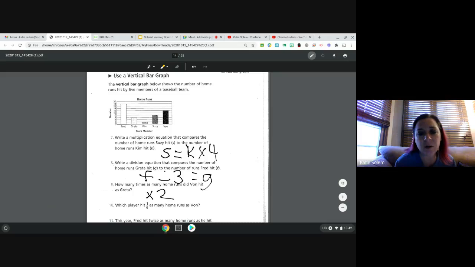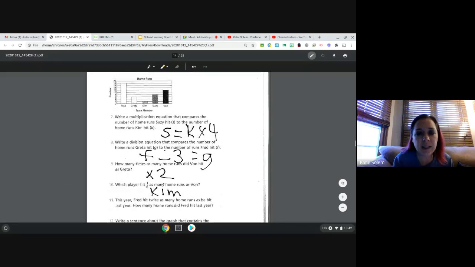Which player hit 1/6 as many home runs as Vaughn? Well, let's see here. Vaughn again had 12. 1/6 of 12, that means 12 divided by 6 would equal 2. So which player had 2 home runs? Yep, it's Kim.